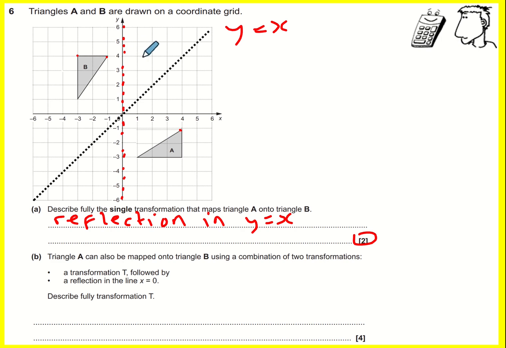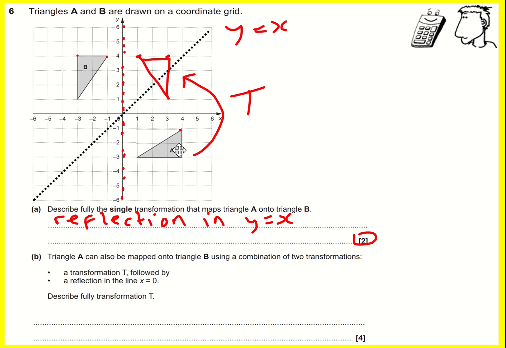So I'm going to reflect it in this line. It's going to be here, 1, 2, 3, 1, 2, 3, and then this is going to end up over here. Okay, so basically I want to do something with A to take me to here, and that's my transformation T. And then after that, I reflect it in x equals 0, and that takes me to B. So I've gone backwards. I've got my final answer, and then I've reflected it back in x equals 0, because now I can just focus on my transformation T.